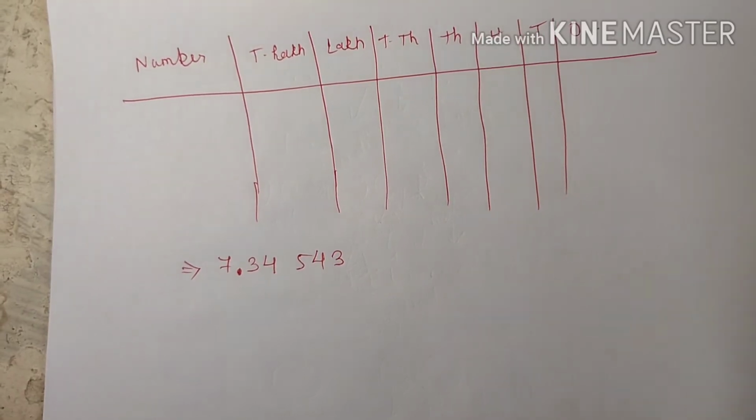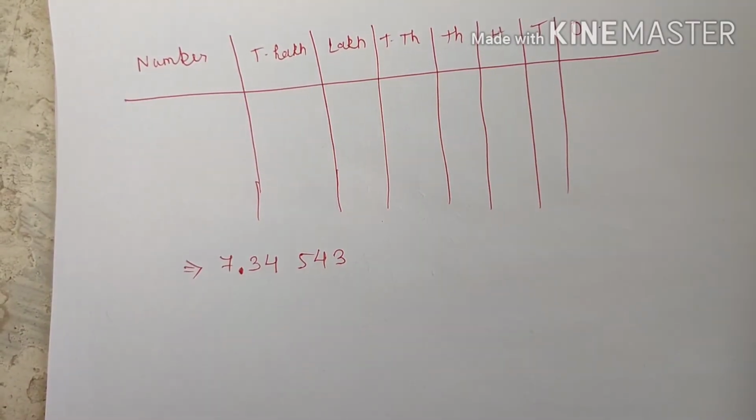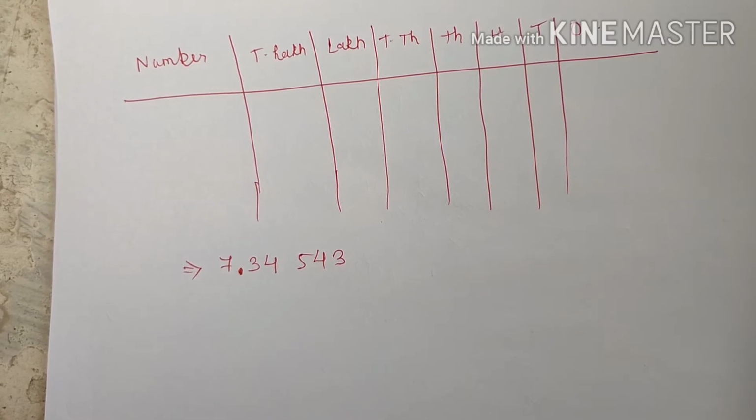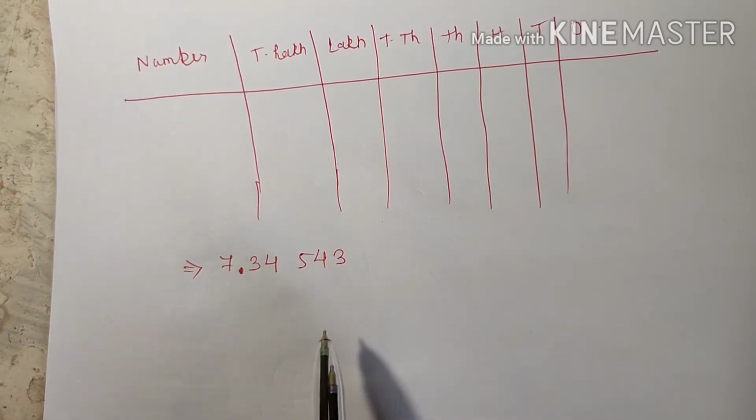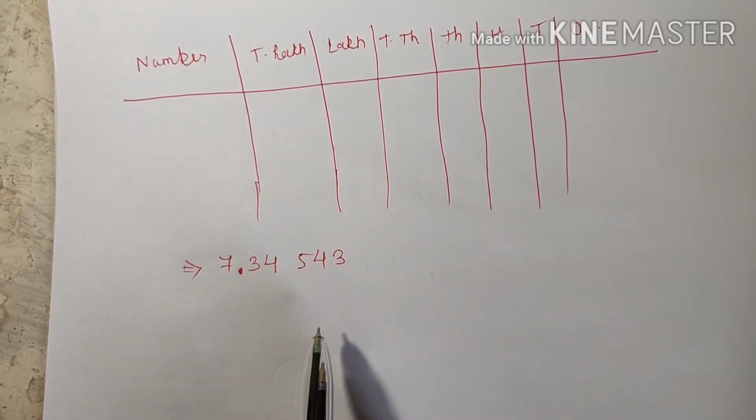Good evening, students. So today we'll continue the video for chapter 1, class 6 mathematics. Last time I taught you which number is in which place according to the Indian system.